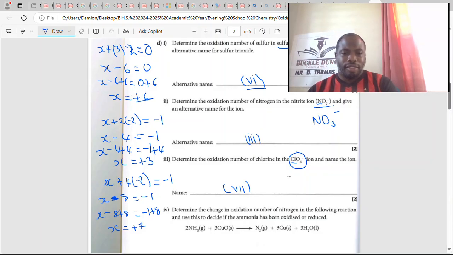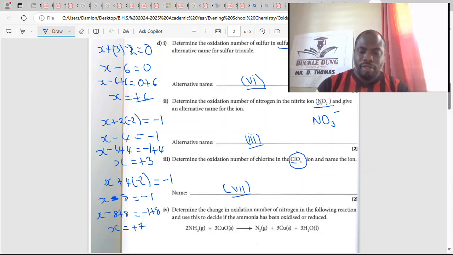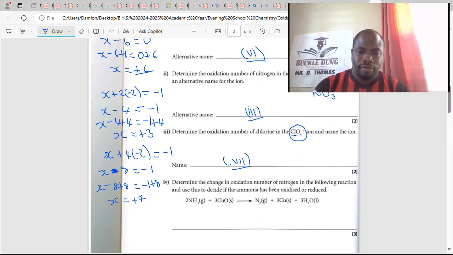So the chlorate(VII) ion. Cool? So again, just remember that the name is a reflection of the oxidation state, and we use Roman numerals to deal with that.